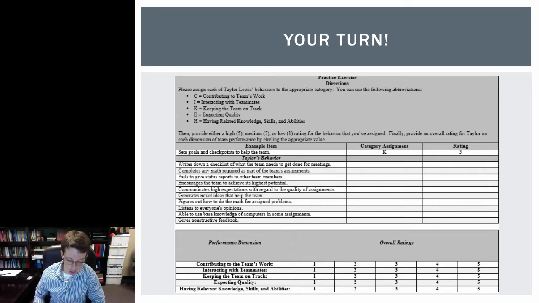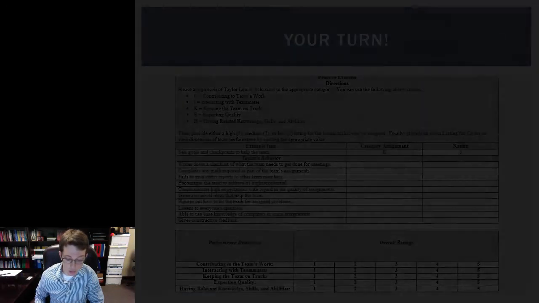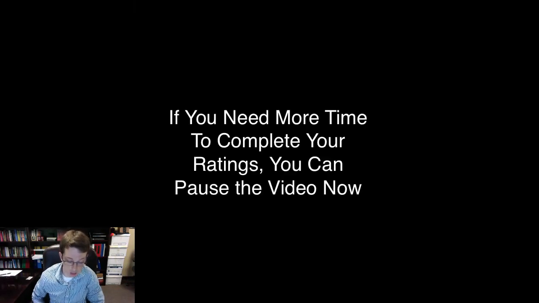So you'll see we've completed an example item for you. The behavior sets goals and checkpoints to help the team falls under the keeping the team on track category. So we've labeled this behavior with a capital letter K under the category assignment column. This behavior also reflects a moderate level of performance and has been rated as a score of 3. You'll do the same process for the remaining behaviors. Finally, you'll need to provide an overall rating for each of the dimensions. This is the bottom half of the rating form. Again, you can use your teamwork rating scale to help you with this process. Okay, so take a few minutes to read over the description and decide how you would evaluate Taylor and fill out the rating sheet.